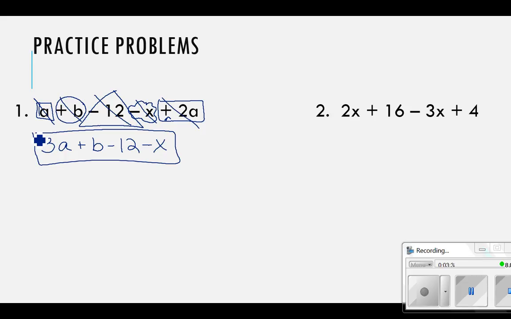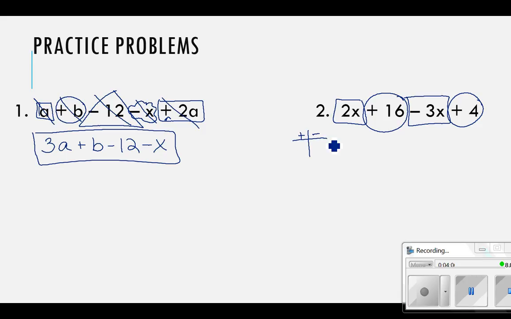Question number 2. 2x plus 16 minus 3x minus 3x plus 4. So I'm going to start with boxing my x's. Always include the symbol in front of it. I'm going to circle my next term, and I have another whole number to join with it. So now I can combine the squares, the 2x minus 3x.